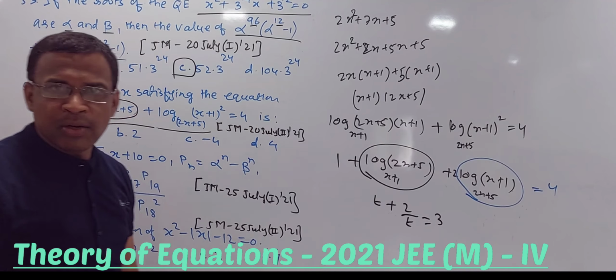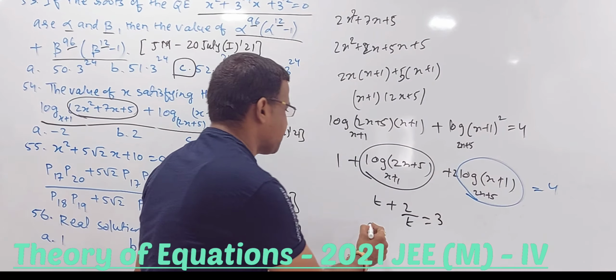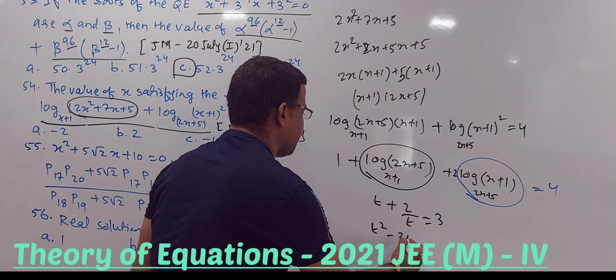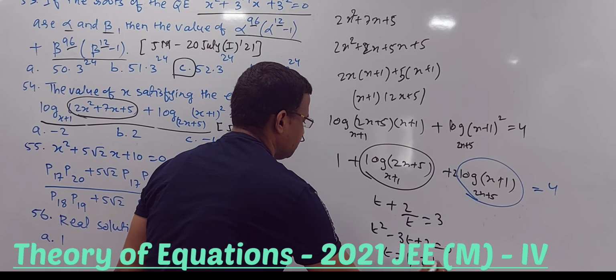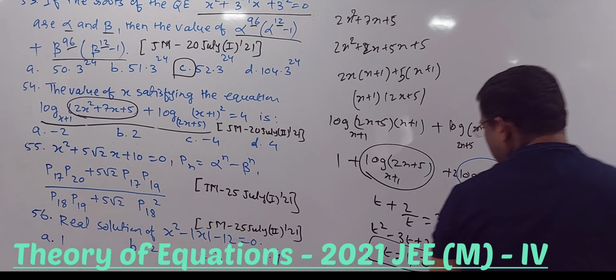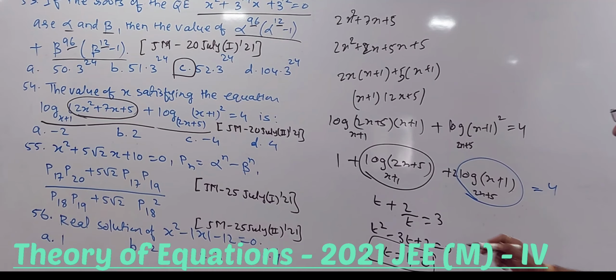So it's a quadratic. We need to solve this quadratic. So it's coming t square minus 3t plus 2 is equal to 0. That gives me t is equal to 1 and 2. These are the two values of t, which is 1 and 2. So I took t to be this.